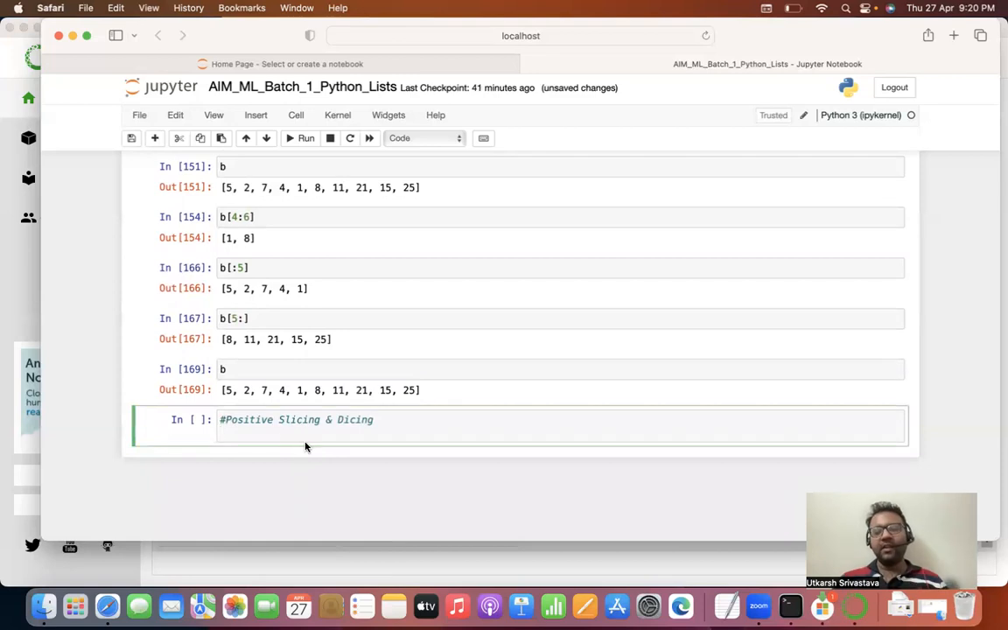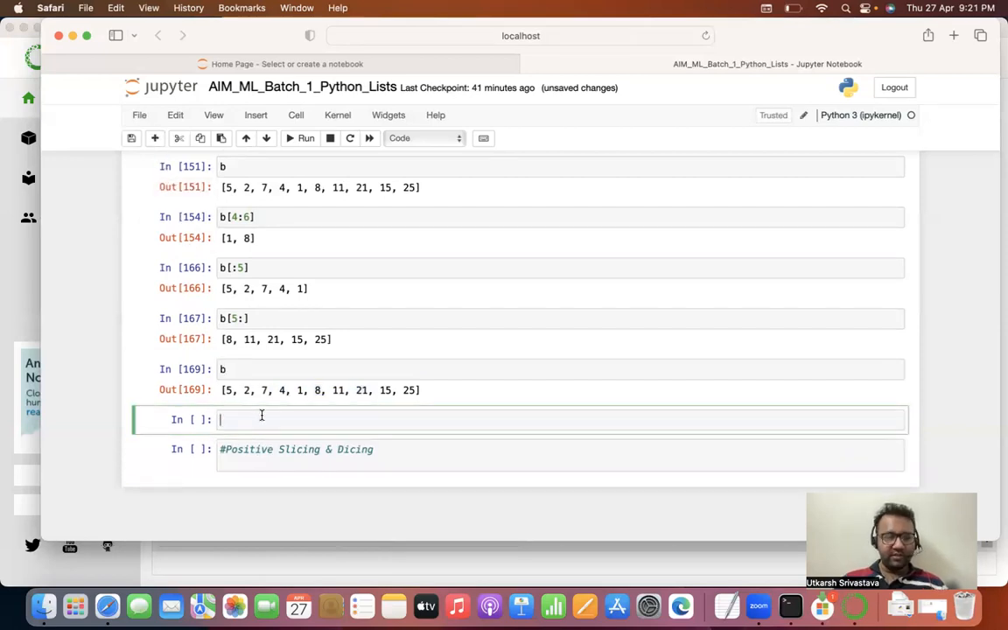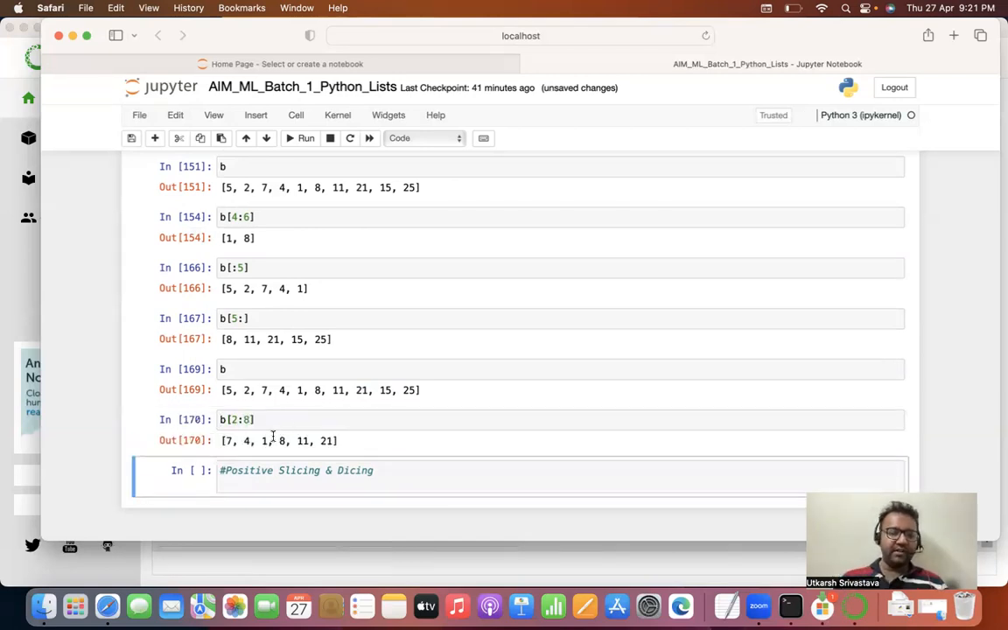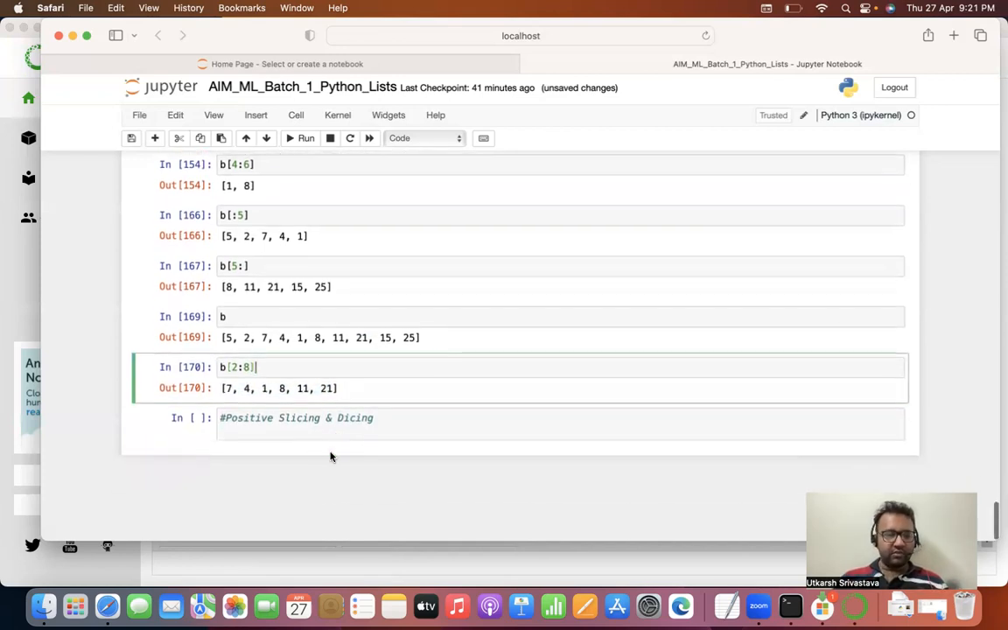So let's say we want 7 till 21. How is it possible? It is possible with slicing. We want the sample of 7 till 21. All right, so it is 2 colon 8 colon 8. It is 7, 4, 1, 8, 11, 21. All right, so this is what it is.